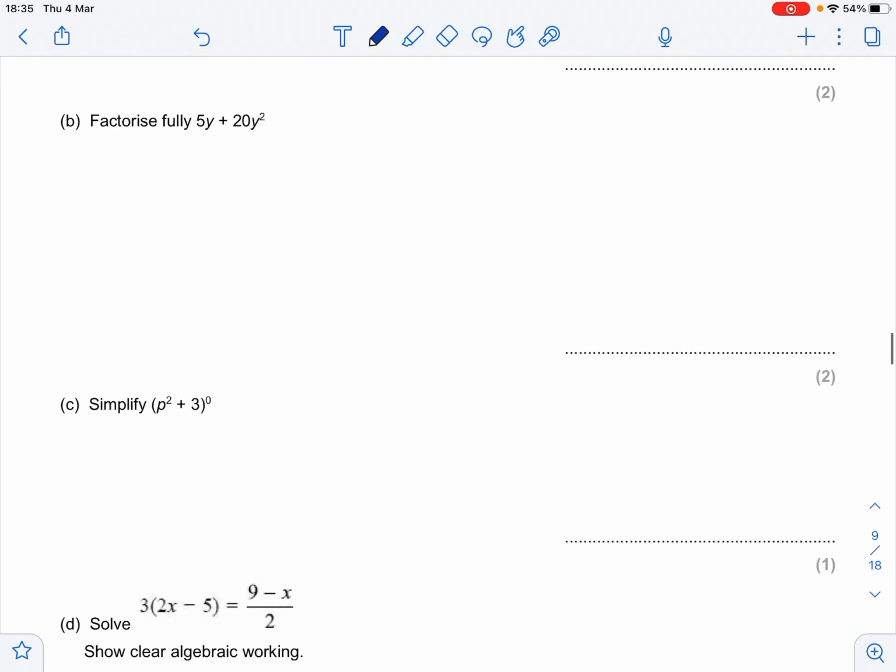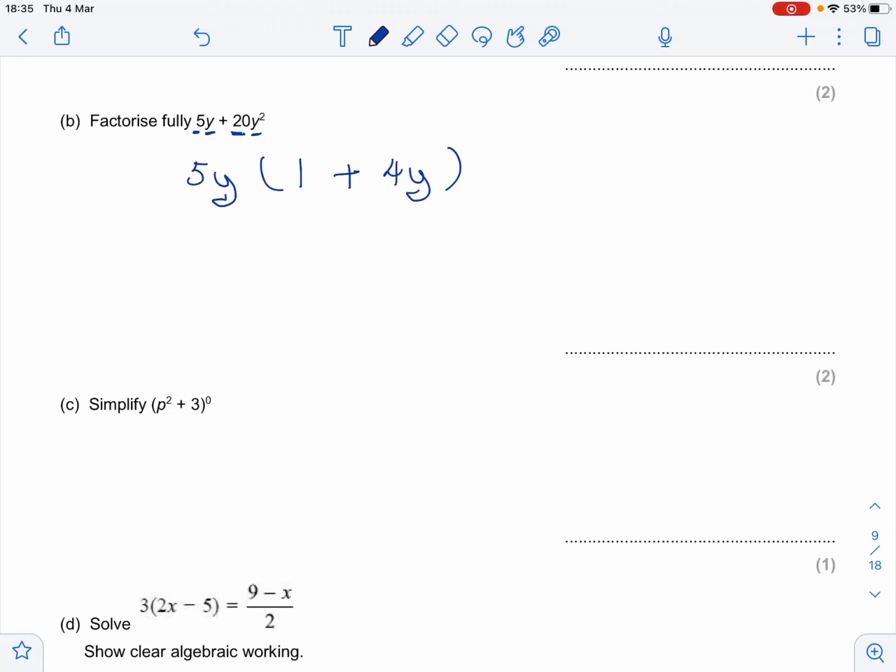Factorize fully. So firstly, considering your numbers, yes, we do have a common number. We can take 5 out of the bracket. Then considering your letters, we do have a y in common, which we can take out of the bracket. Then 5y multiplied by 1 gives you 5y. Plus, 5 times what gives you 20? 5 times 4 gives you 20. y times what gives you y squared? y times y. So we have factorized successfully.